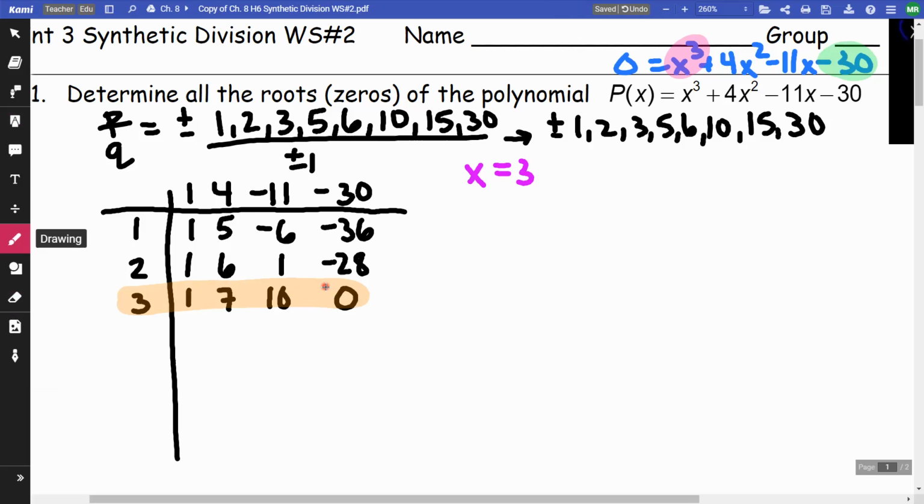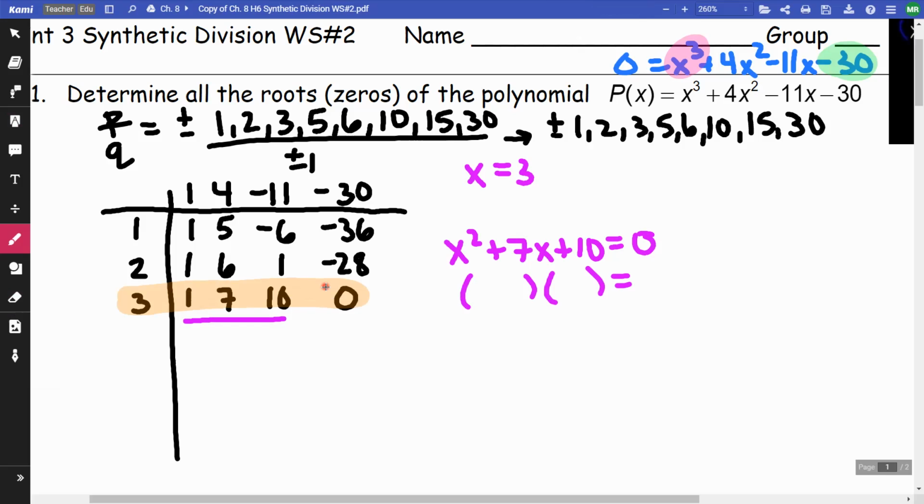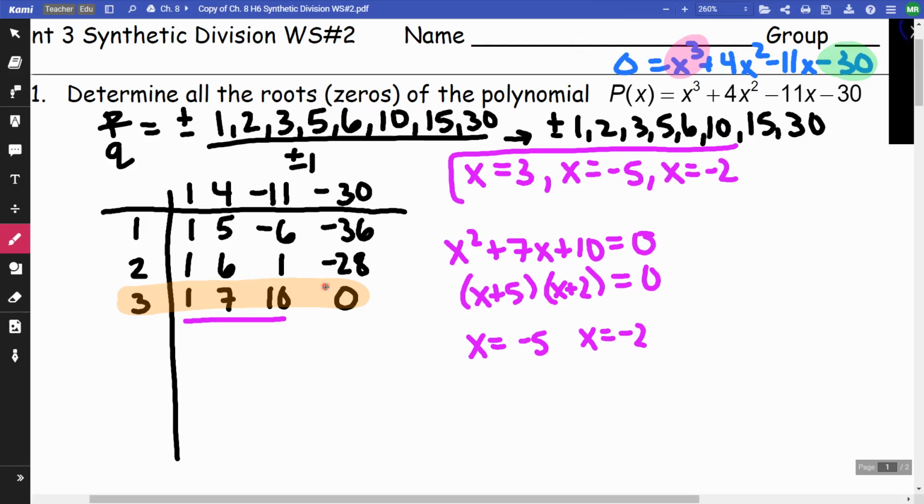So I was starting with a degree 3, which means this depressed polynomial is now a degree 2. So I'm going to write x squared plus 7x plus 10 and set that equal to 0 and solve. I can factor that. When I factor that, I'm going to get an x plus 5 and an x plus 2. So I'm going to get a negative 5 and a negative 2. So I had x equals 3, negative 5, negative 2. Those are my three solutions. Remember, for a degree 3, I should get 3 solutions.